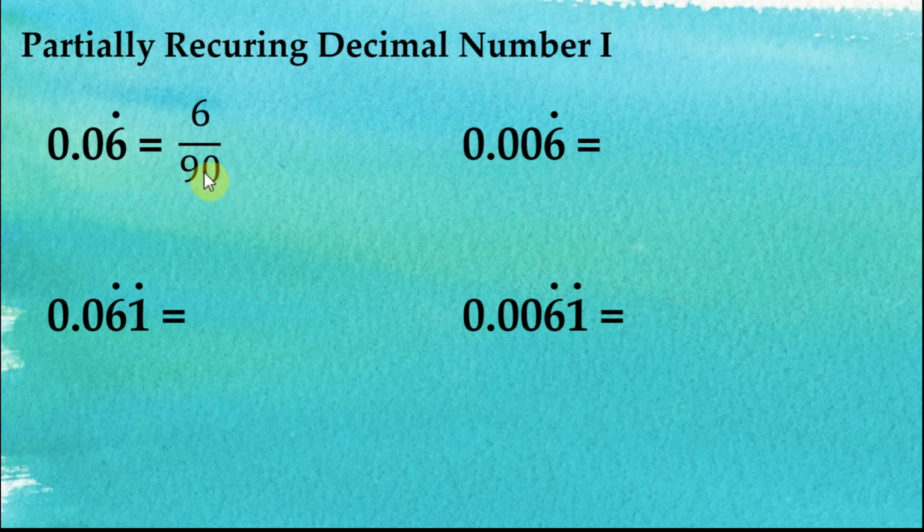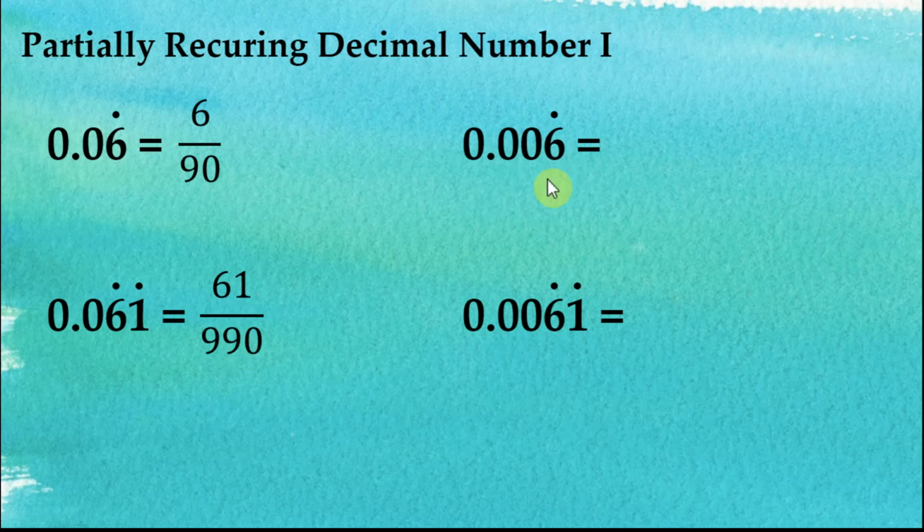Okay, so how about this one, 0.061 recurring? So we have two digits recurring. So two digits recurring means that we have two 9s in the denominators, and in front of these two digits we have only one 0, and therefore in the denominators we have one 0. So we take this number 61 divided by 990. Two digits recurring, we have two 9s in the denominators, and one 0 in front of the recurring digits, and therefore we have one 0 in the denominators.